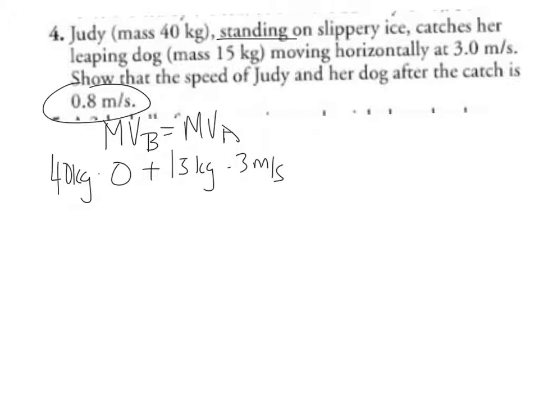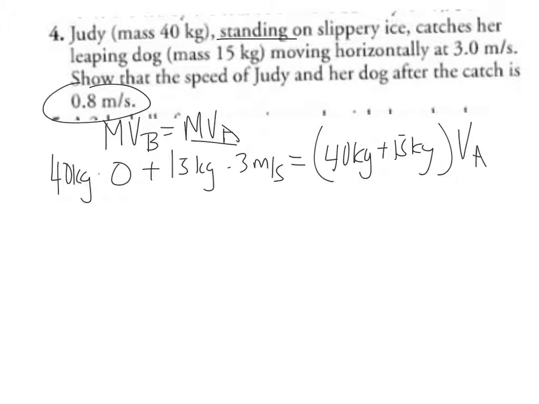Okay, all of that is equal to the momentum after, which when it says that she catches the leaping dog, it means the two are joined together now. So it's an inelastic collision, which means the mass after has to be added together. So 40 kilograms plus 15 kilograms, okay, all times the velocity after. Okay, so the two are equal.